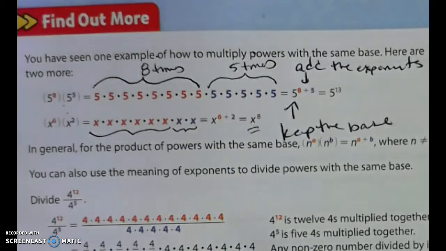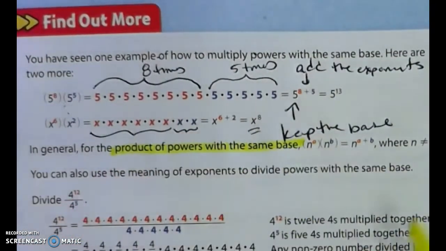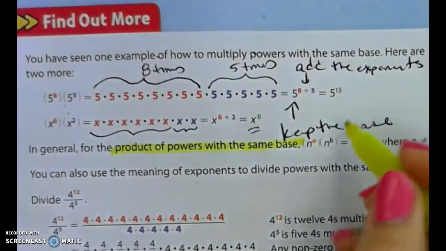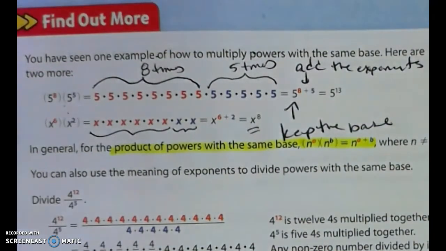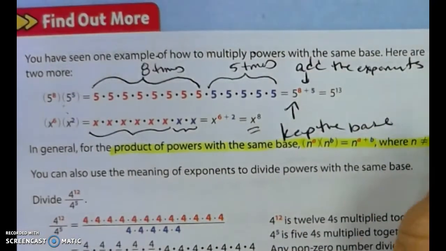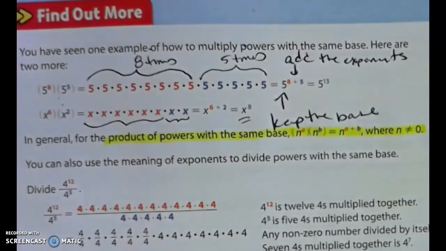In general, for the product of powers with the same base, n to the a times n to the b is equal to n to the a plus b, where n is not equal to 0. Guys, your base cannot be 0, because if you multiply 0, you are always going to get 0. It's never going to change.